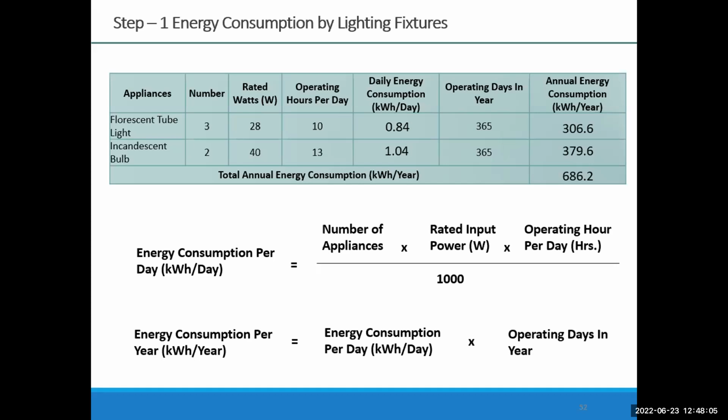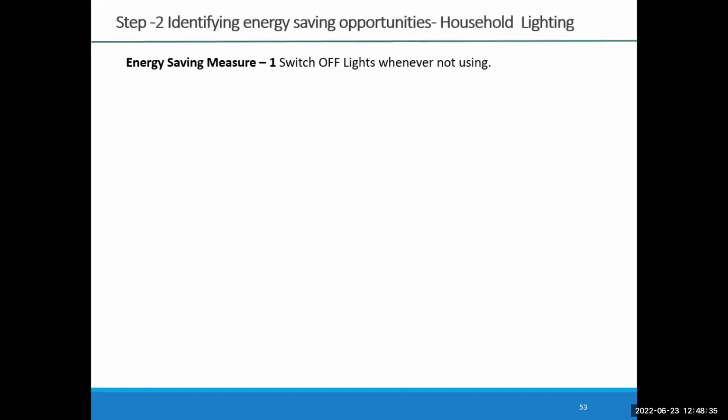And when you multiply the daily energy consumption with the number of operating days in a particular year, we can get the annual energy consumption. Similarly, we can do it for incandescent bulbs also. Based on the calculation, we are getting 686 units of electricity consumption per year. So that is step 1 for lighting.